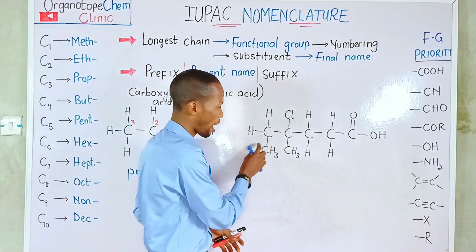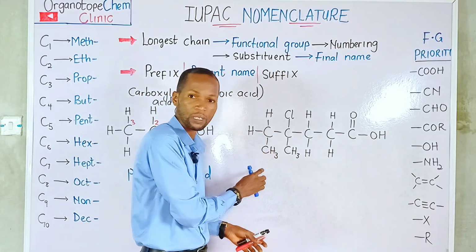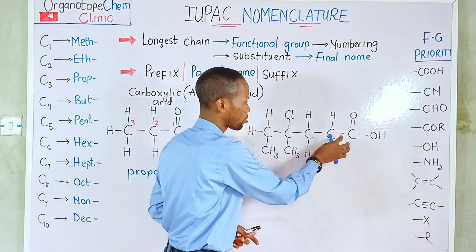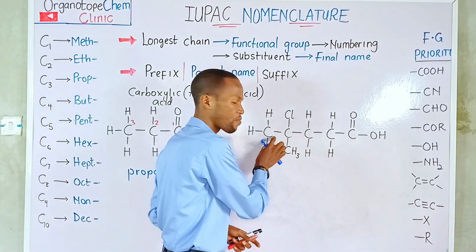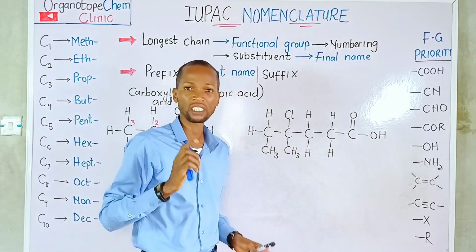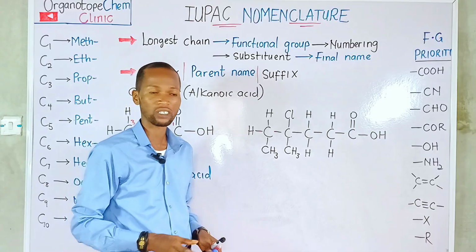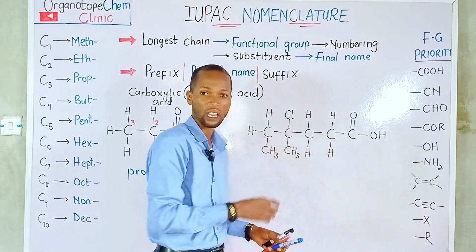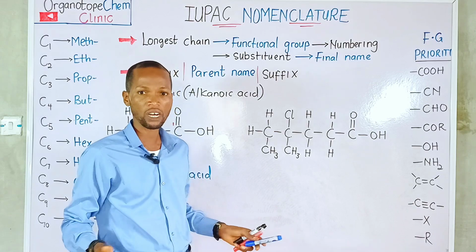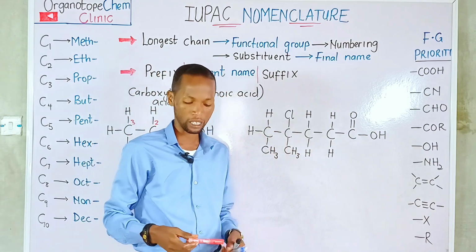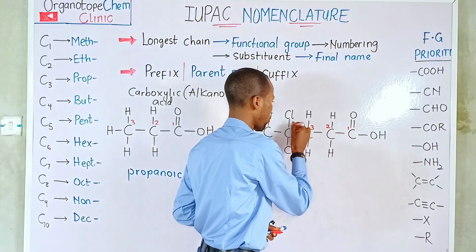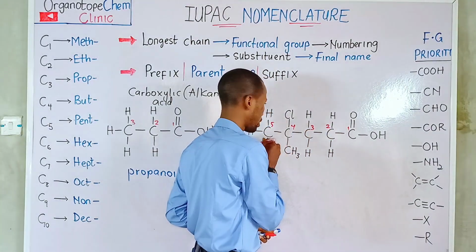Note that when you have an alkyl group on the terminal carbon atom, it will join the longest continuous chain. So we have 1, 2, 3, 4, 5, and 6. We have 6 carbons in the longest continuous chain, not 5 carbons. The alkyl group right here will join the longest continuous chain. So can we number the carbon atoms in the chain? We have 1, 2, 3, 4, 5, 6.